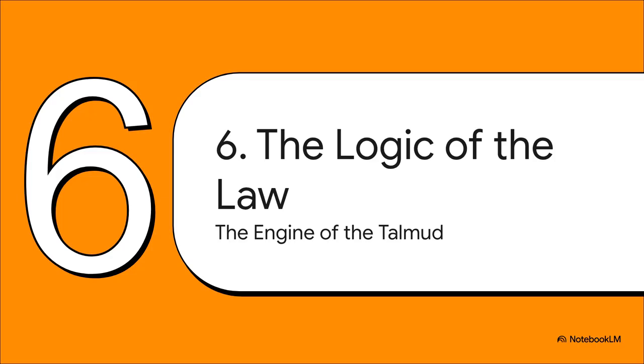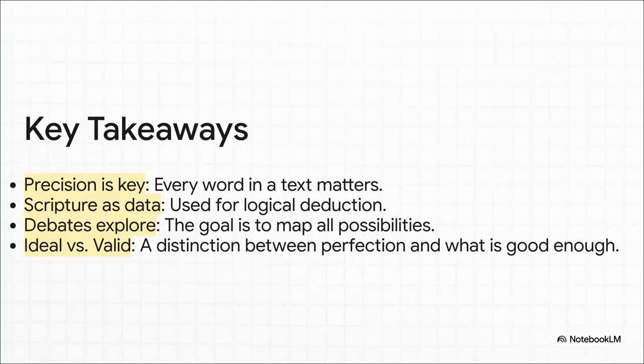Okay, so let's step back for a second. After following all these twists and turns, what have we actually learned? I mean, what does a deep dive into blood placement really tell us? Well, it reveals the very engine, the heart, of Talmudic thinking. Let's recap the clues we've uncovered. 1. Every single word matters. 2. Scripture isn't just a list of rules. It's a data set for logic. 3. Debates aren't just about winning. They're about exploring every single possibility. And 4, and this one might be my favorite, there's this beautiful, elegant distinction between the ideal way of doing something and the way that's still perfectly good enough.